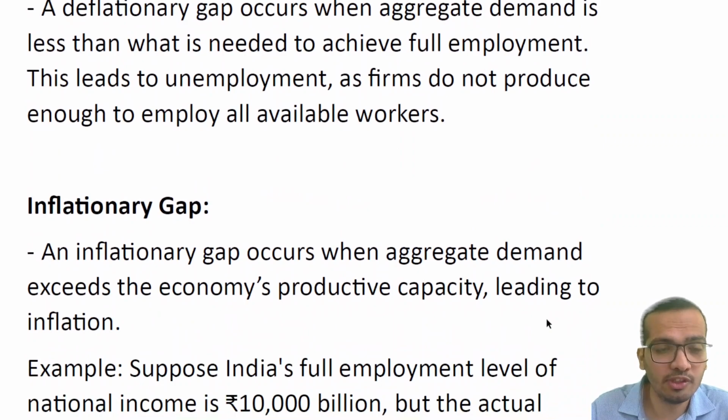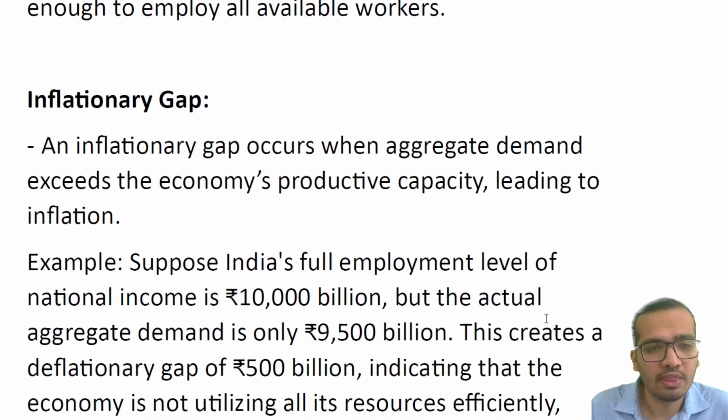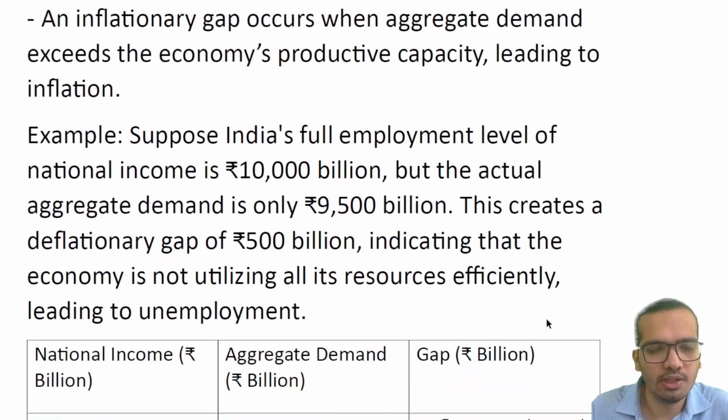Then comes the opposite of it, the inflationary gap. So an inflationary gap occurs when aggregate demand exceeds the economy's productive capacity, leading to inflation. So we have an example for it.